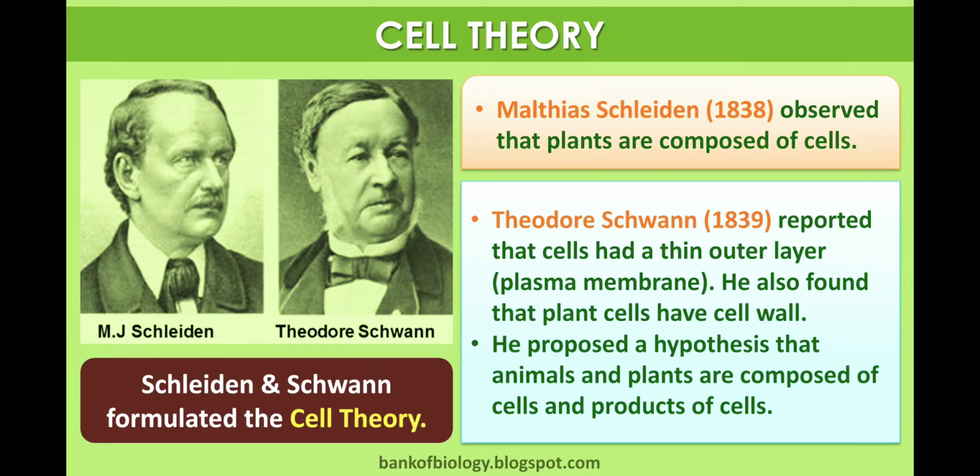He proposed a hypothesis that animals and plants are composed of cells and products of cells. But Schleiden only observed that plants are composed of cells.